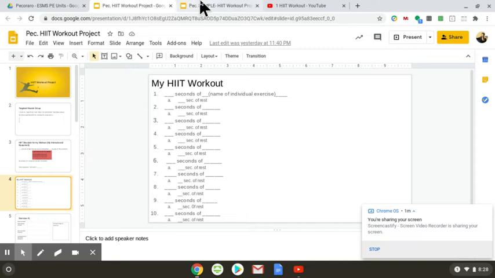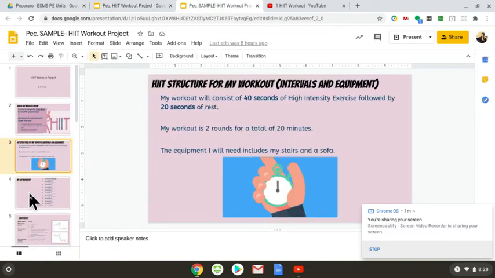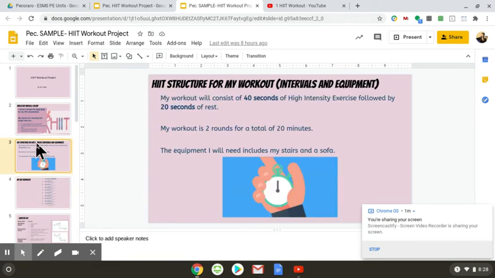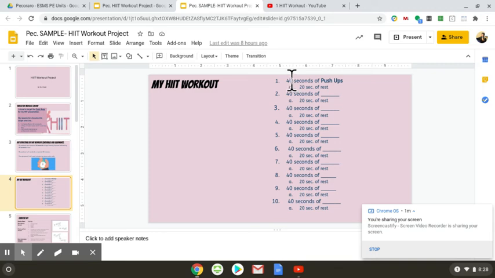Let's look at Miss Wright's slide. Here she is on her HIIT workout slide, and she has numbers 1 through 10. And we can remember that from the previous slide, she chose the 40-second exercise intervals with 20 seconds of rest. So Miss Wright knew that she could fill everything out with 40 seconds of exercise, 20 seconds of rest, and she would do that all the way down.